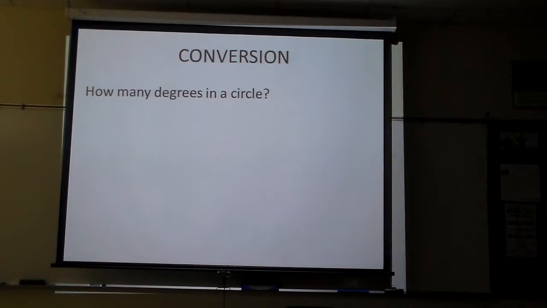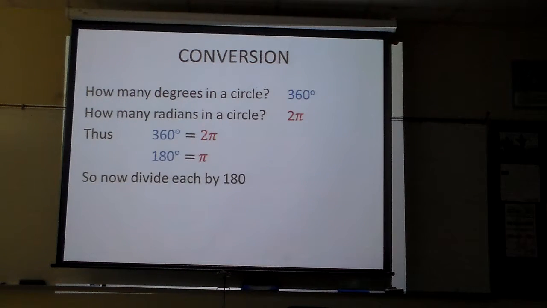Okay, converting. How many degrees in a circle? 360. How many radians in a circle? 2 pi. Thus, think about it. 360 is equal to 2 pi. If I divide each side by 2, 180 degrees is equal to pi.